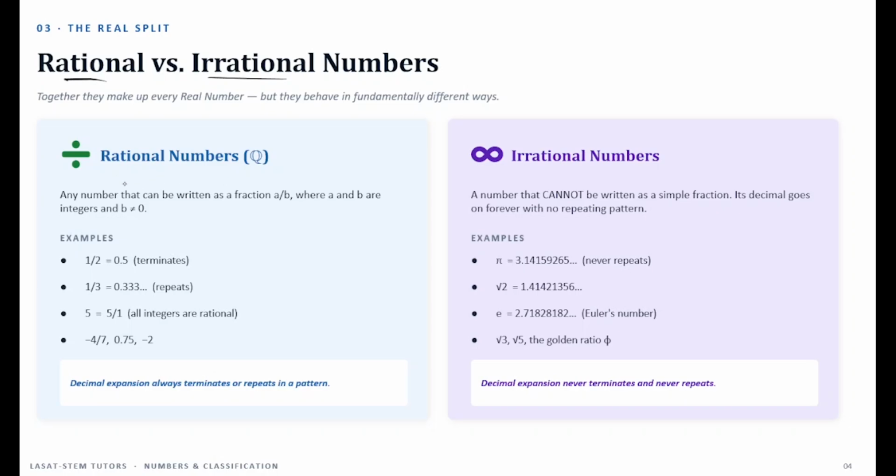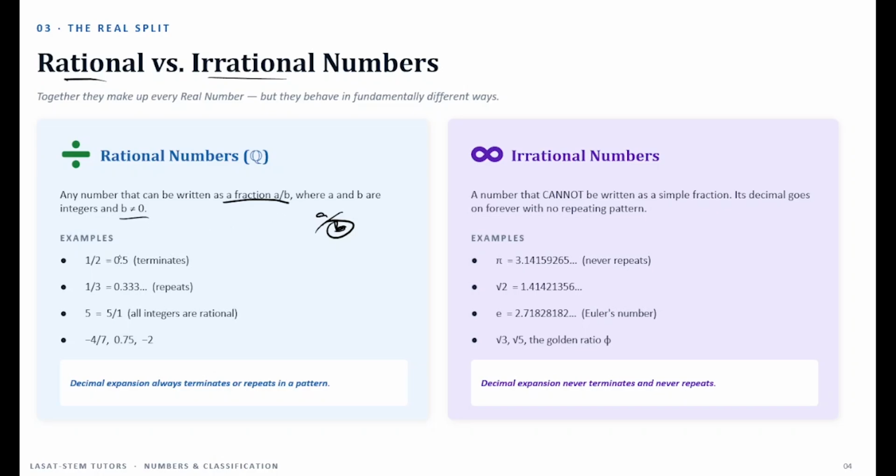So for rational numbers, any number that can be written as a fraction a over b, where a and b are integers and b is not equal to zero. That means your denominator, the number below the division sign, cannot be zero. If not, this rule does not hold.